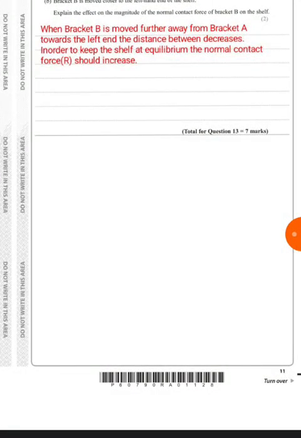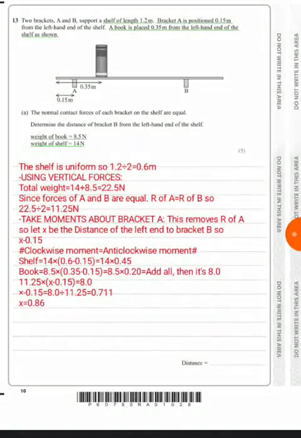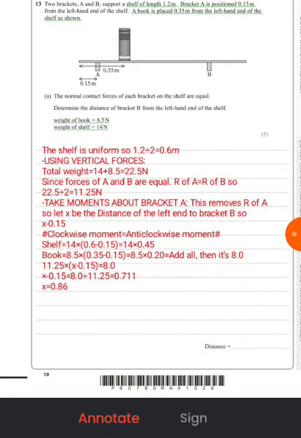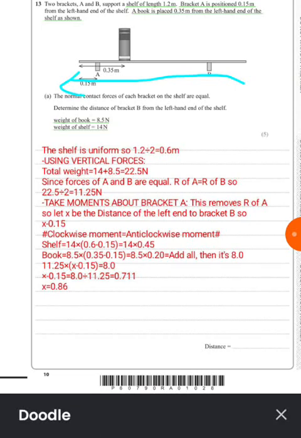part B. Bracket B is moved closer to the left hand end of the shelf. Explain the effect on the magnitude of the normal contact force of bracket B on the shelf. So, left hand end means this side. Moved more to this side. Okay, if B is moved more to this side.